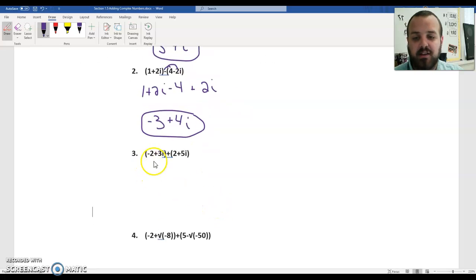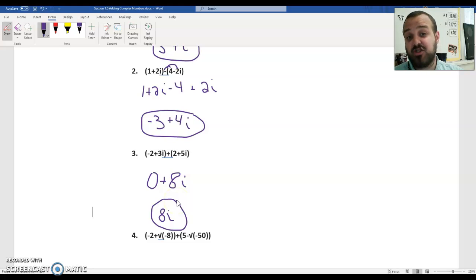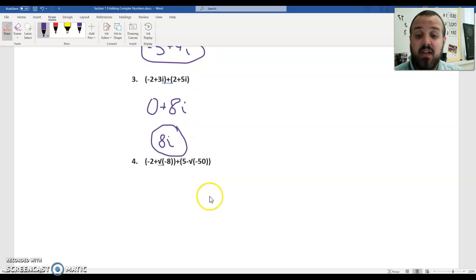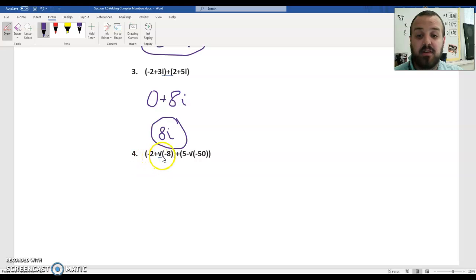For the next one here, again, we're going to have negative 2 plus 2, that's going to be 0. And then we're going to have 3 plus 5, and that's going to be 8i. I really don't need to include the 0 when I'm writing this out. I can just write this answer as 8i. This is a purely imaginary number. This is one that does not have a real component. It's just imaginary.